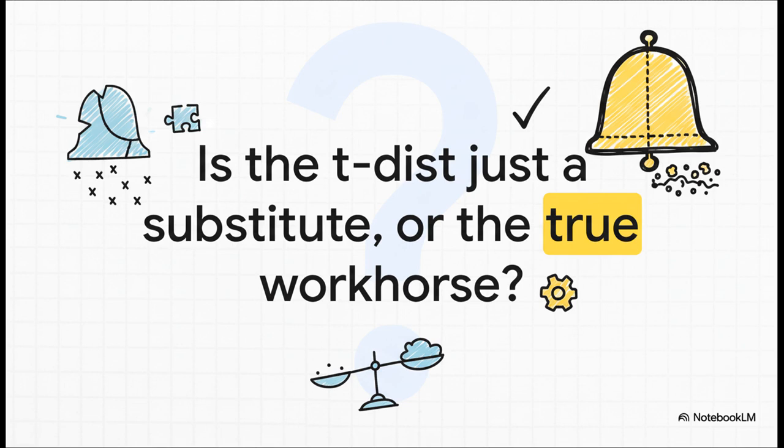I mean, in the real world, how often do we actually know the true standard deviation of an entire population? Almost never, right? So is the t-distribution just a plan B for small samples? Or is it actually the more honest, more practical workhorse for the messy, incomplete data we all have to deal with every single day?